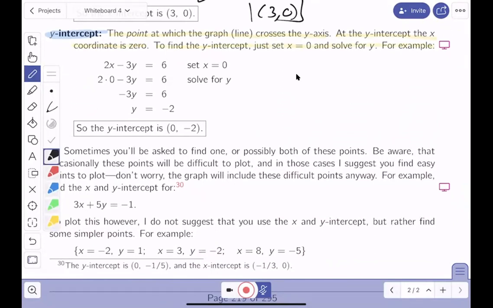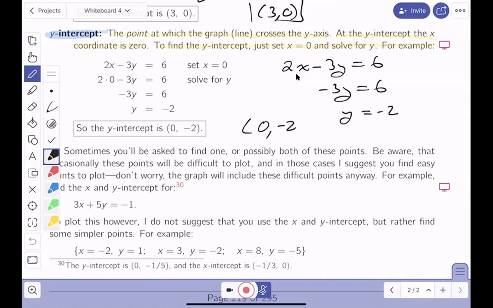So what do we got? We have 2x minus 3y is equal to 6. What are we going to do now? We're going to set the x to be 0. So what do you get? Minus 3y is equal to 6. Divide both sides by minus 3, you get y is minus 2. So x is 0, y would be minus 2. What's this thing called? A y-intercept. We're getting it, all right?